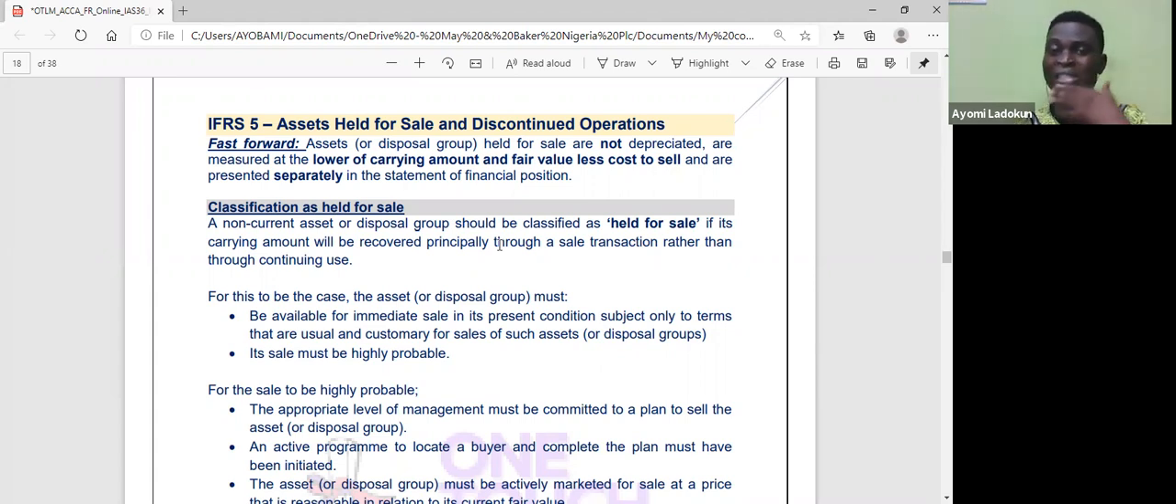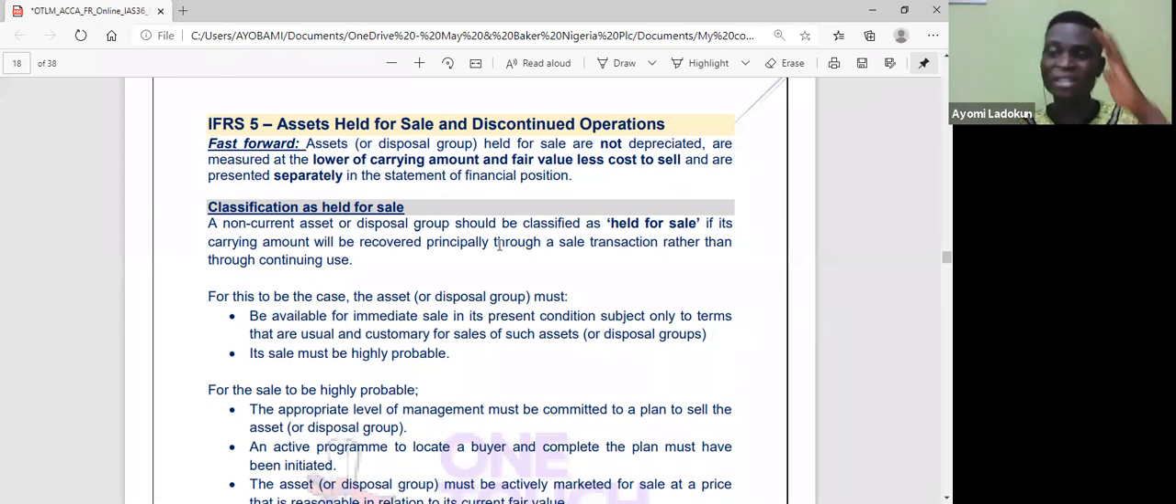Now, the standard goes further to say, for the sale to be highly probable, 5 conditions must be met. Number one, appropriate level of management must be committed to a plan to sell the asset. Number two, an active program to locate a buyer must have been initiated. Number three, the price offered for the asset must be reasonably in line with its fair value. Number four, the sale is expected to occur within the next 1 year. And the last one, number five, there's no plan to withdraw the asset from being sold.